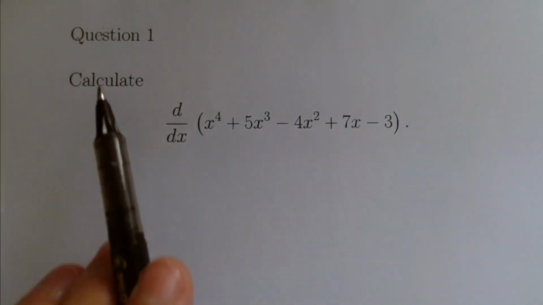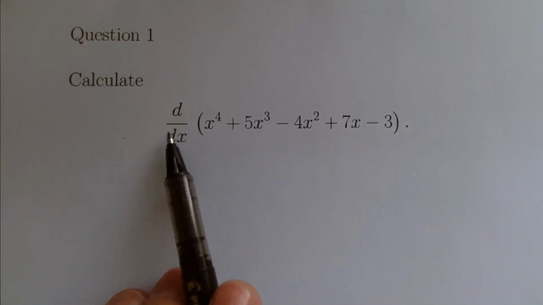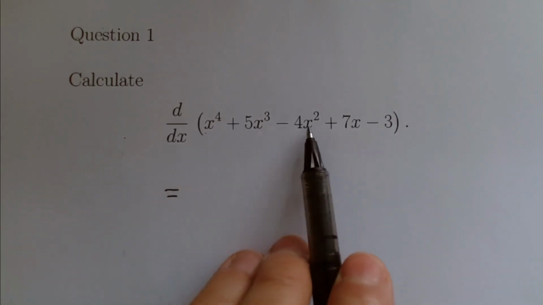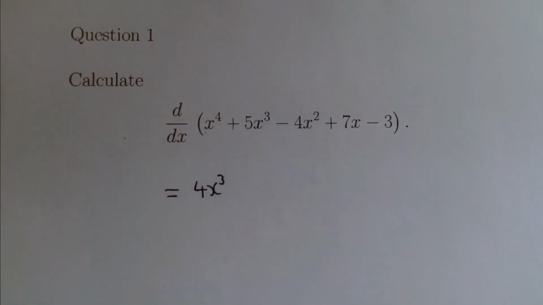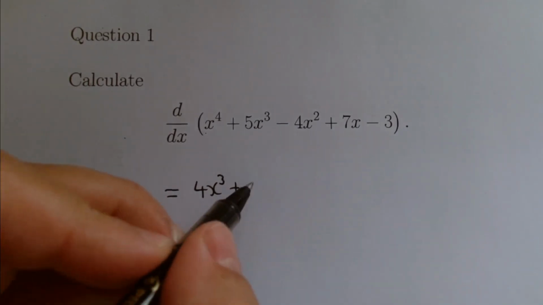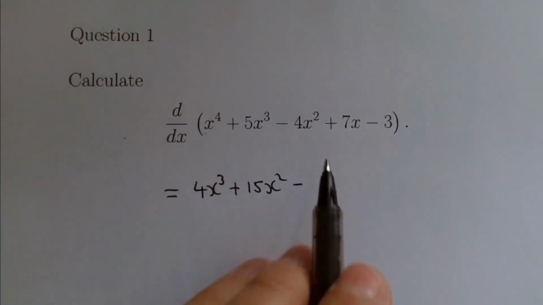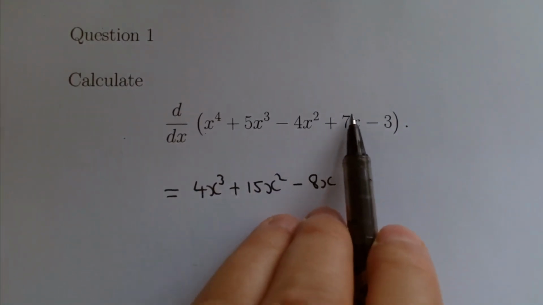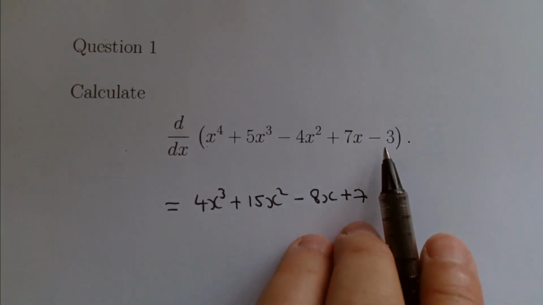Okay, question number 1. We're given a polynomial and we need to differentiate it. And we can begin term by term. So x to the 4 becomes 4x cubed. The 3 comes down, multiplies to 5 to give you 15x squared minus 8x. The linear term becomes a 7 and the minus 3 disappears.